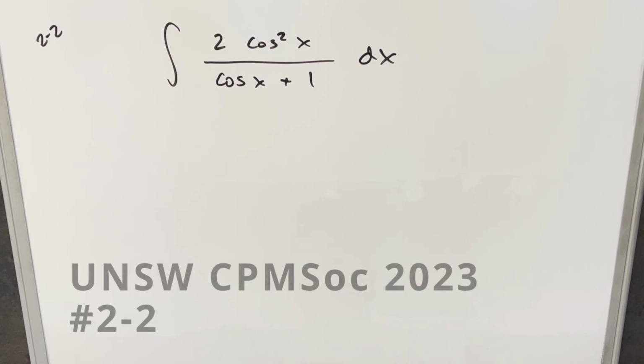Okay, we have here to take another integral from the UNSW CPMS integration bee from 2023. This was round 2, problem 2. We have the integral of 2 cosine squared x over cosine x plus 1 dx.